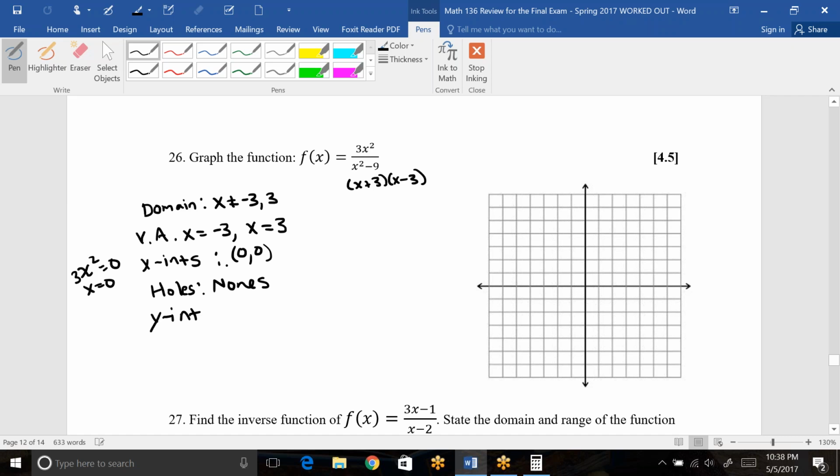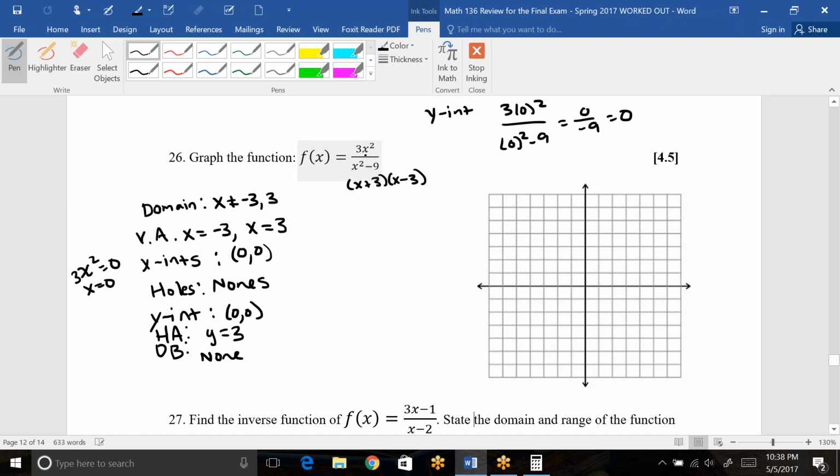The y-intercept, since the x-intercept is 0, 0, this is also 0, 0, but remember you can find the y-intercept by plugging in 0 for all your x's, which is 0 over negative 9, which is 0. Oblique and horizontal asymptote. Which one do I have? Well, when you look at this, you could divide here. X squared would go into 3x squared 3 times, so that means we have a horizontal asymptote since it went in a number of times. Another way you can know that is that the power on top and the power on bottom are exactly the same, so we use the coefficients in front of each of those leading parts, so 3 over 1.